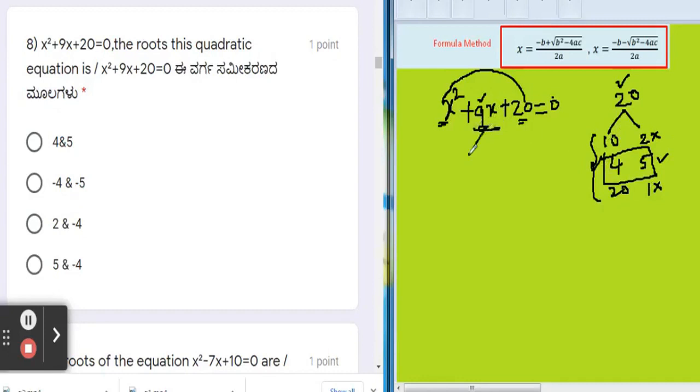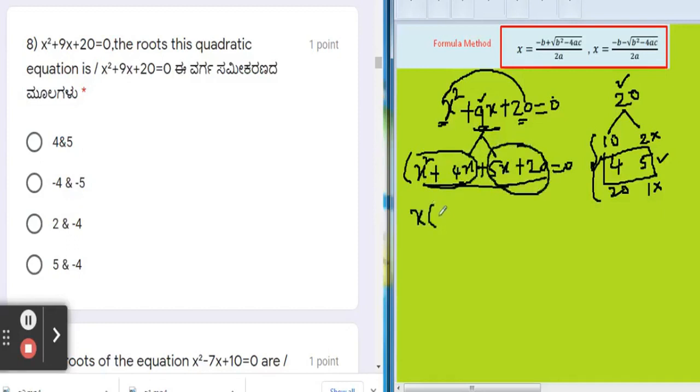So I am splitting the middle term: x square as it is, plus 4x plus 5x. Here I am taking 4 and 5 as the factors. So this factorization method is also called splitting the middle term. As we split, the first 2 terms I will take as one pair and the second 2 terms as one pair. In the first 2 terms I will take x common, and in the second 2 terms I will take 5 common. If I take x common in the first 2 terms, it will be x plus 4. If I take 5 common in the second 2 terms, I will get x plus 4.